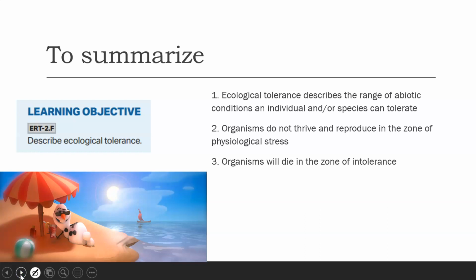So to summarize ecological tolerance, this is our range of abiotic conditions that an individual and or species can tolerate. Organisms do not thrive and reproduce in the zone of physiological stress, and they die in the zone of intolerance. Again, could be different for individuals, such as Olaf hanging out on the beach.